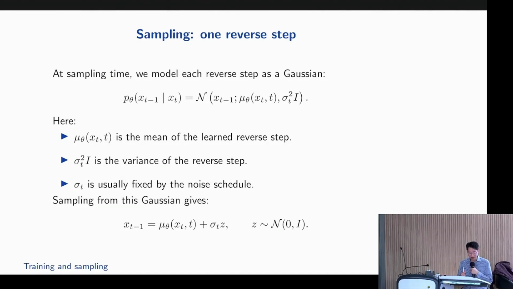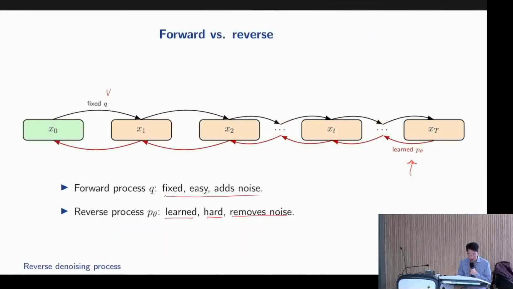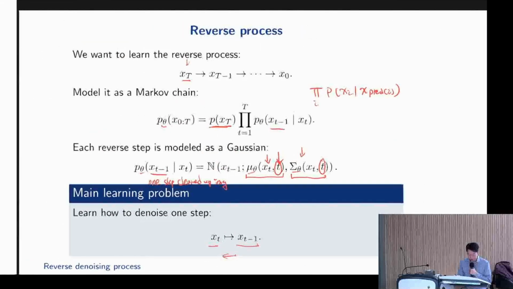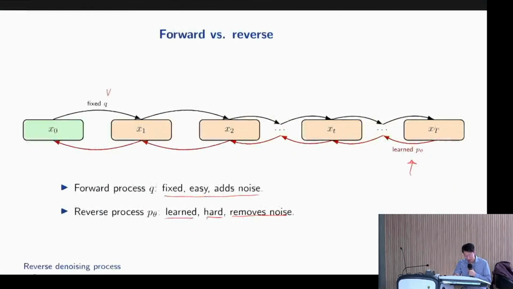So how about sampling? So sampling is a little bit complicated. Not so much. So now we need to model each reverse step as Gaussian. So remember, this was our modeling choice. So p theta of xt minus 1, one step cleaned up image given xt. We're going to model it as a Gaussian distribution where the mean and the variance parameters are predicted by the network.